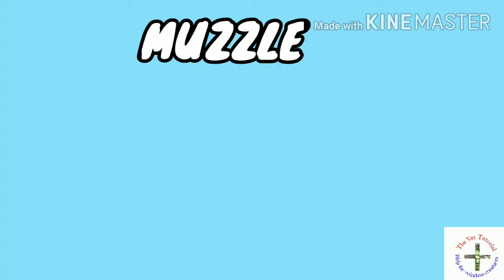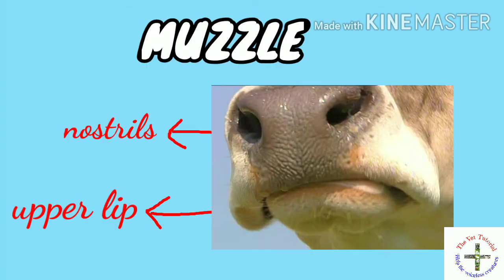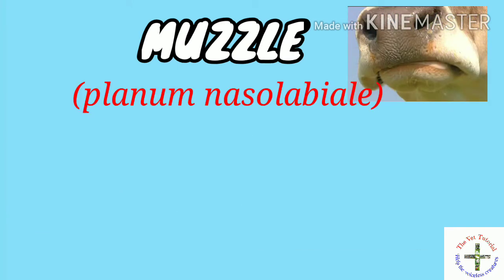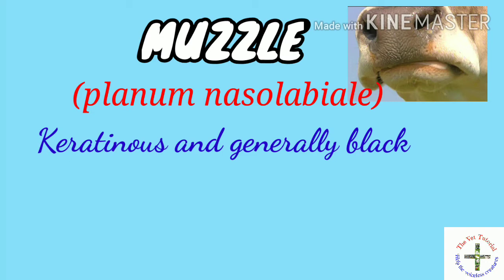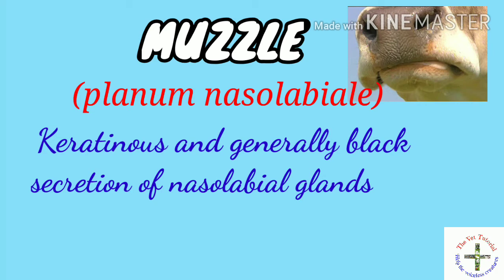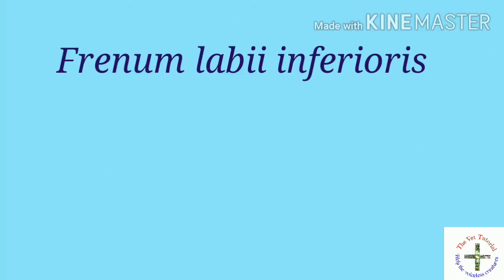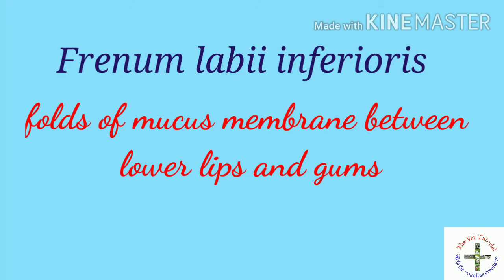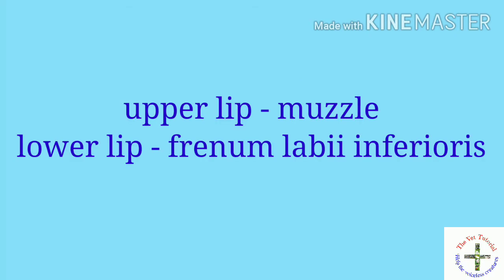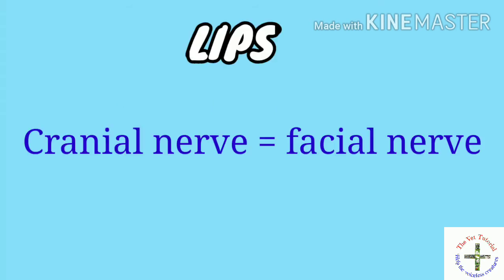And then the muzzle. The muzzle is made up of the upper lip and nostril. The muzzle is also called the planum nasolabiale. It is keratinous and generally black in color. It remains moist due to the secretion of the nasolabial gland and it is marked by grooves. Then the frenum labii inferioris. It is the fold of mucous membrane between the lower lip and gums. Remember that the upper lip is included in the muzzle and the lower lip is included in the frenum labii inferioris. And the lips are innervated by cranial nerve 7, that is the facial nerve.